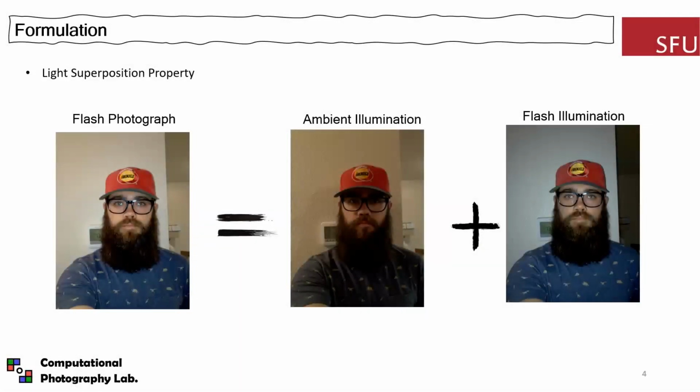When a flash is used to take a picture, both the flash illumination and the ambient lighting of the scene are present. We formulate the flash photography through light superposition property, which means a flash photograph can be defined as an addition of ambient and flash illuminations.